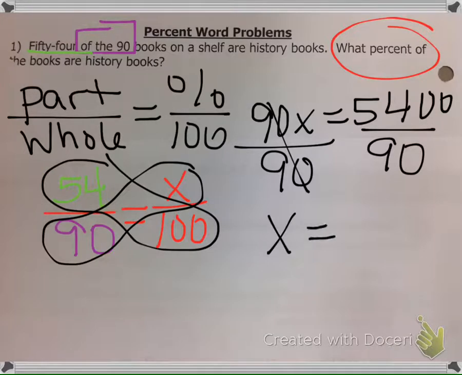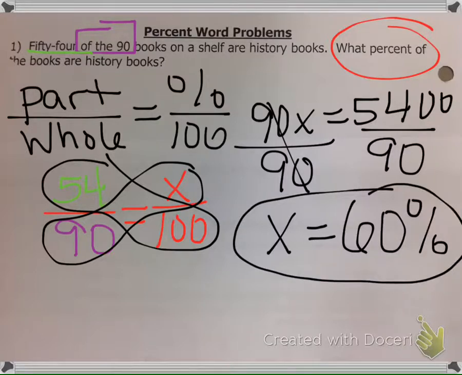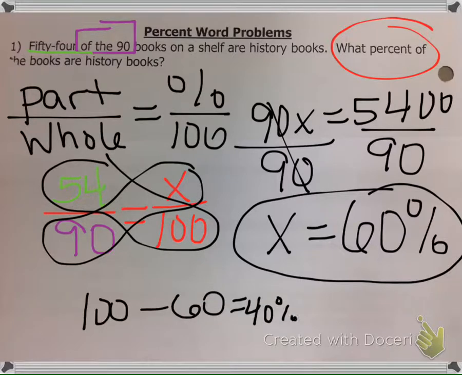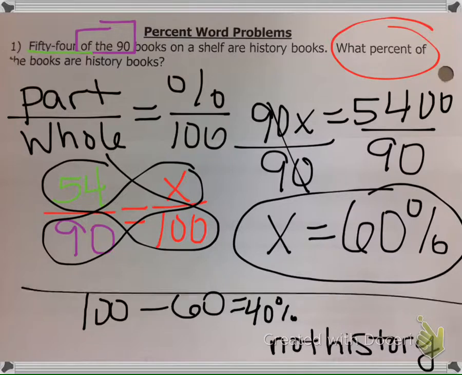And you get x equals 60%. And you were looking for the percent, so you have to label that. 60% are history books. Now what if I were to ask you what percent are not history books? Well, if 60% are history books, and you went over a few of these for your homework the other day, possibly, 100 minus 60 would be 40% are not history. Just in case you were asked that question, you could easily figure that out with the numbers you were given.